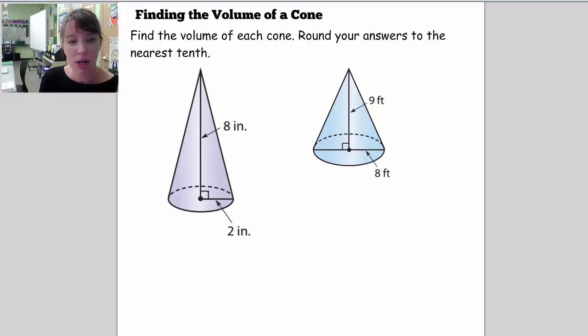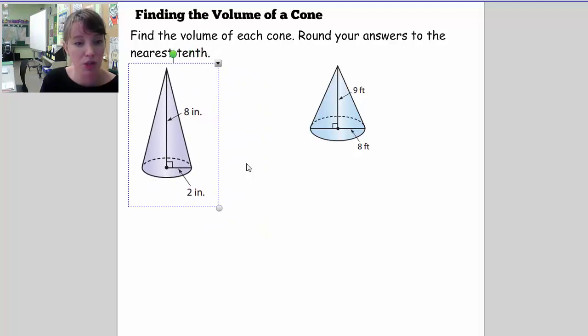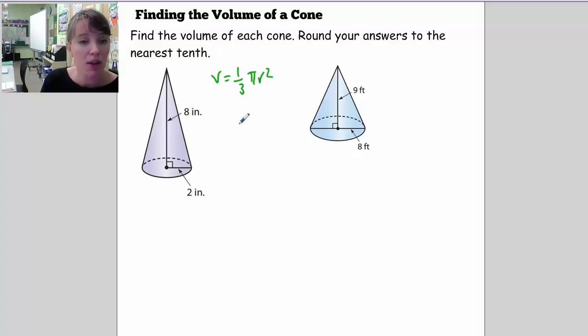Okay, so here we have the volume of a cone, and I want you to round your answer to the nearest tenth. We have two cones here. One we have a radius of, and one we have a diameter of. Remember, it's always good practice to write the volume formula down. This also helps you in order to memorize them. If you're always writing them down, it's a little easier to memorize. So it's 1/3 pi r squared.